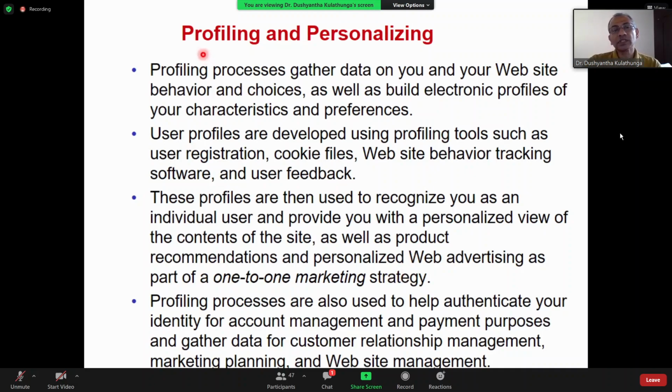So how do they do it? They have captured data related to your choices, related to your preferences. So therefore, that can also be done.